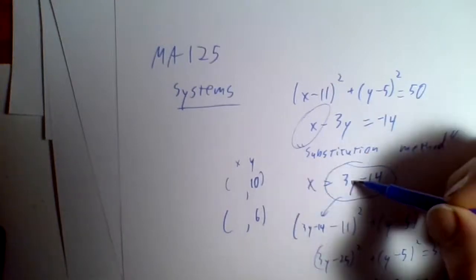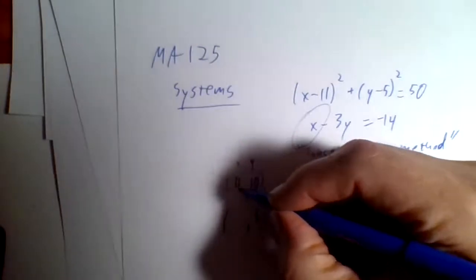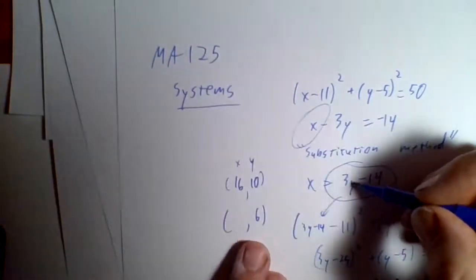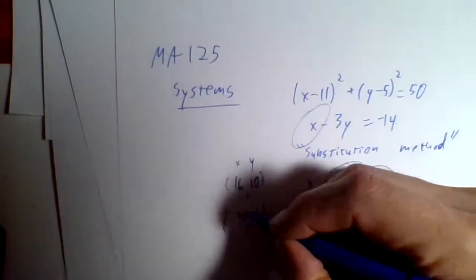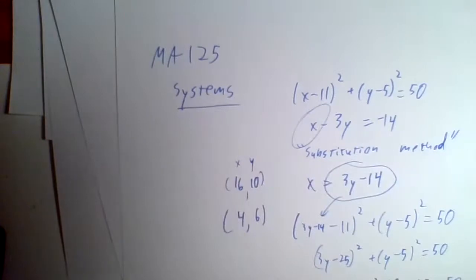Y is 10. That's 30 minus 14 is 16. And if y is 6, that's 18 minus 14 is 4. So that works out to nice numbers. Those are things that should come out in both equations. That should work in both equations now.